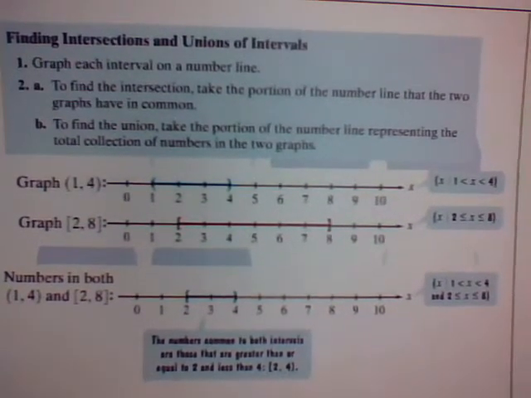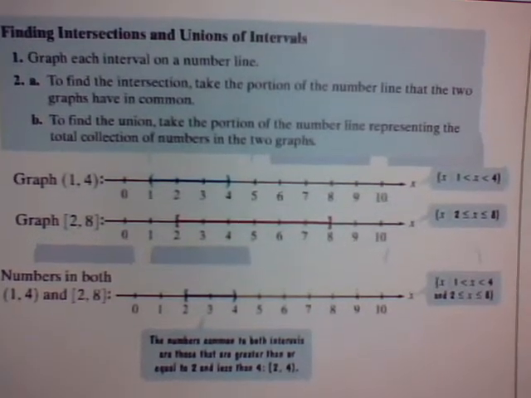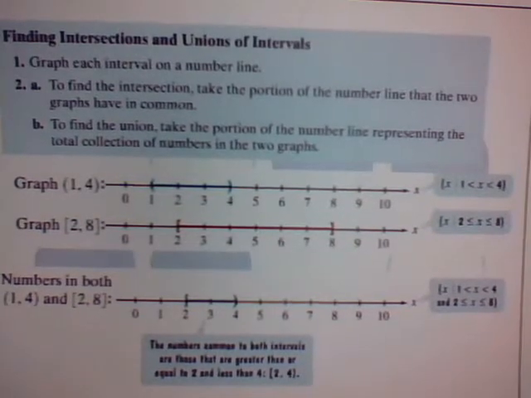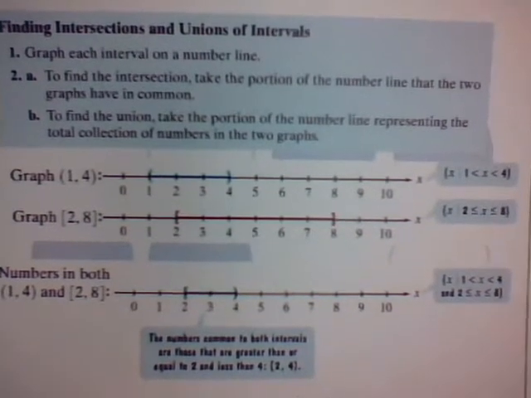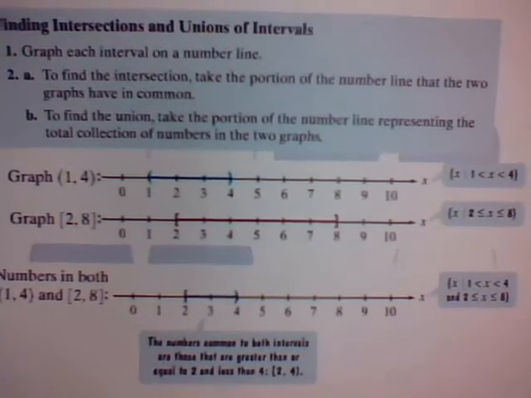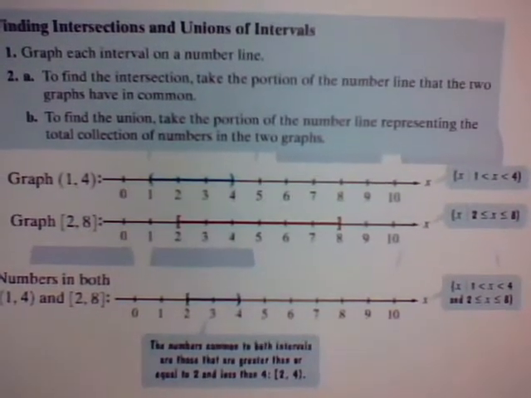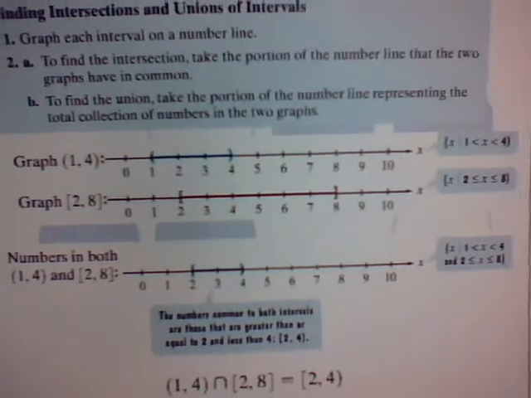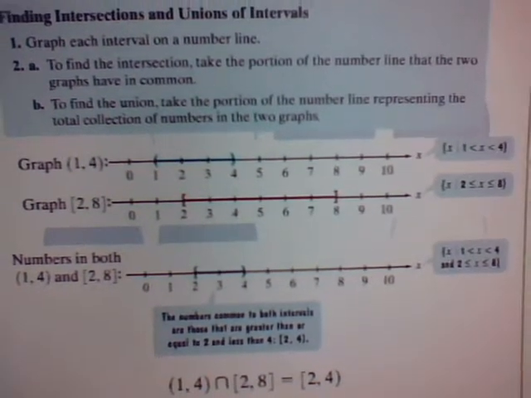And then to find the union, which is part B, you're going to take the portion of the number line representing the total collection of the numbers in the two graphs. That means you're going to merge the two graphs together. That's what union means. You're going to put the two graphs together. With the intersection, you want to find where these two overlap.